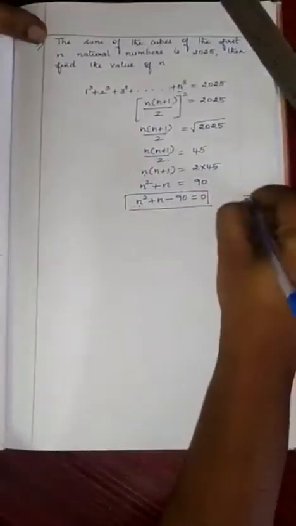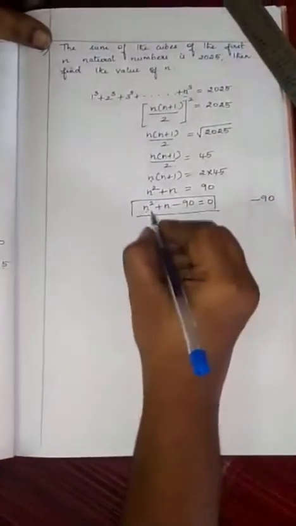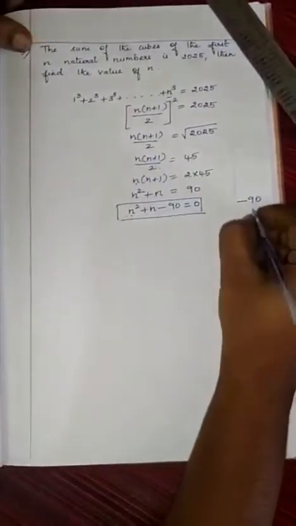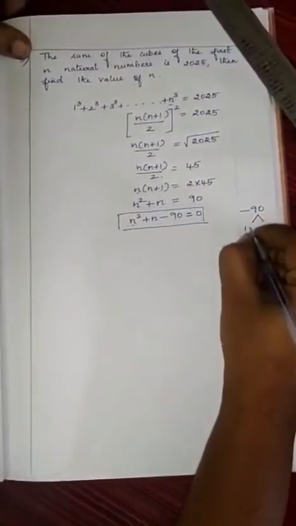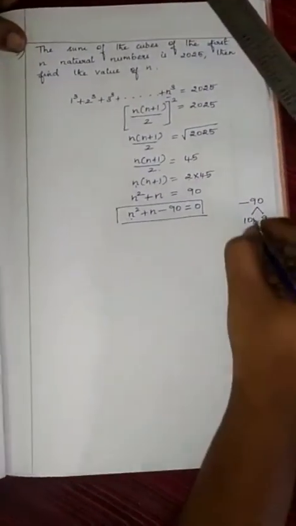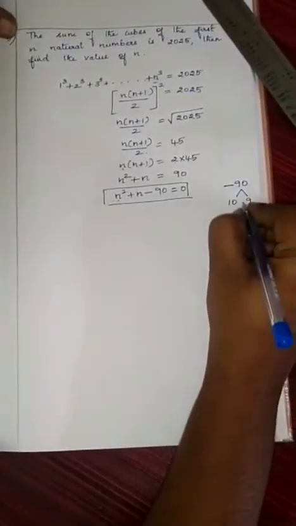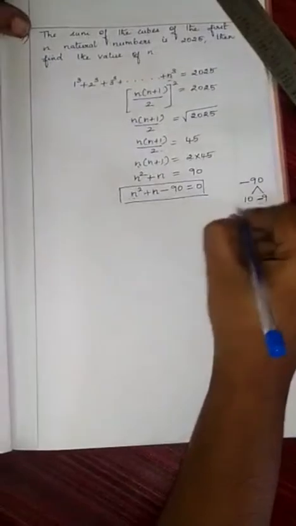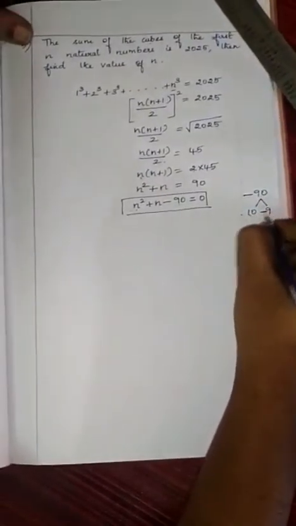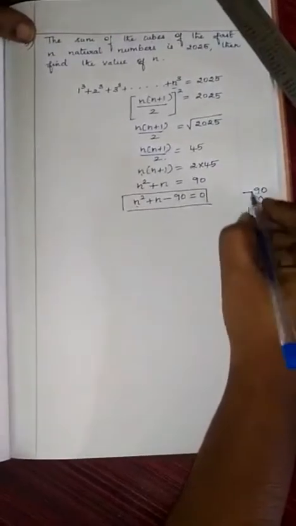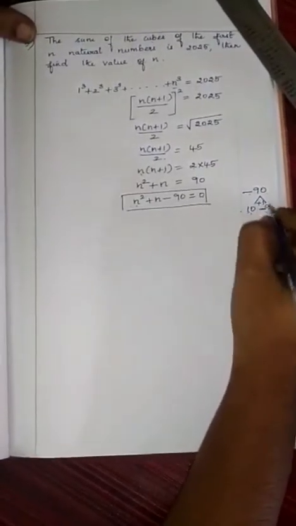1 into minus 90, minus 90. While adding, what you should get is positive 1. So 10 nines are 90, right? While multiplying, you should get minus 90. So put minus sign to the lesser number, because while adding you should get plus 1. So 10 minus 9 is plus 1. 10 into minus 9 is minus 90, 10 minus 9 is plus 1.